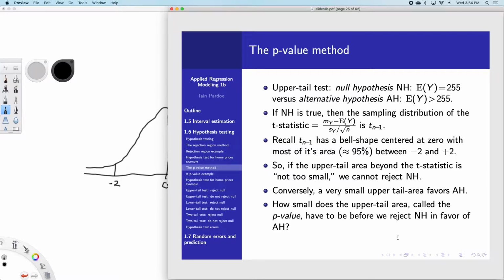So similar question to before, how small would that tail area have to be before we reject the null in favor of the alternative? And that tail area beyond the test statistic for an upper tail test, that's called the p-value. So let's run through how to do that in practice, and if we set the significance level, then that will determine how small the p-value has to be. In particular, if it's smaller than the significance level, we reject the null hypothesis in favor of the alternative, and if it's not smaller, then we fail to reject the null hypothesis.